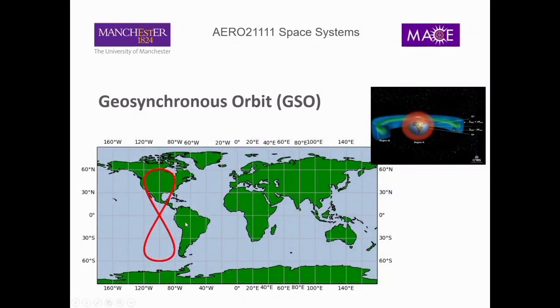Okay, ground track. So for a geosynchronous orbit, we get something that looks like a figure of eight, right? And this is because we're not moving side to side on the orbit, right? So when we pass over the equator, we're always passing over the same point because we're rotating around the Earth at the same velocity that the Earth is rotating. But because we're inclined, we're moving sort of up and down as well, right, at the same time. And so what you'll get is something that looks a bit like this.